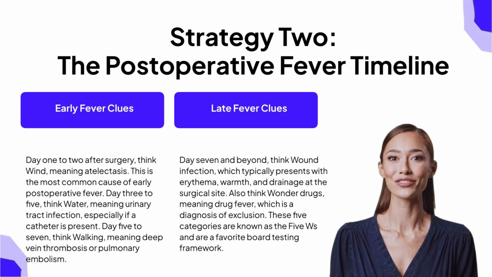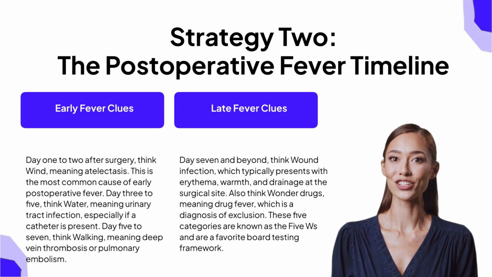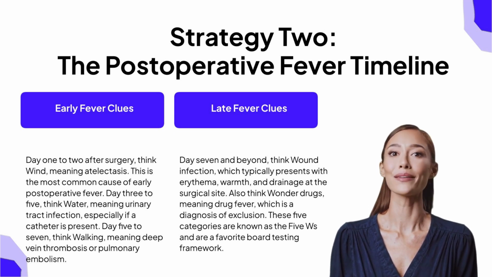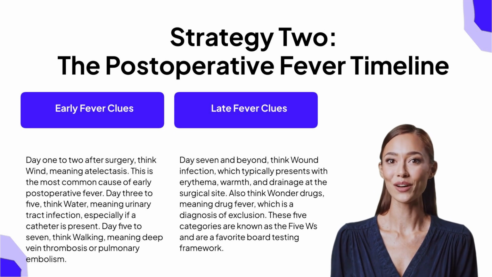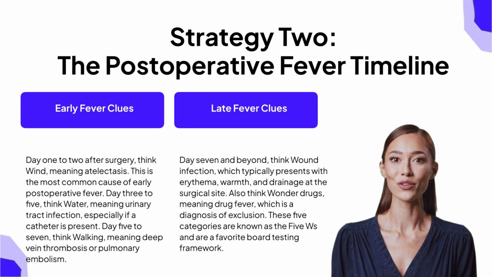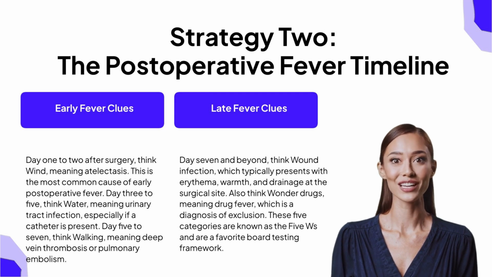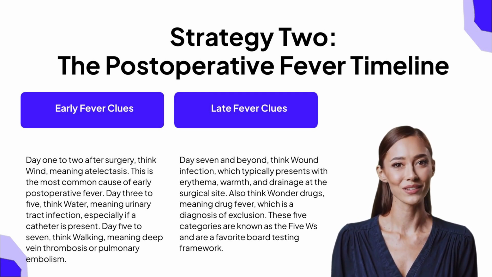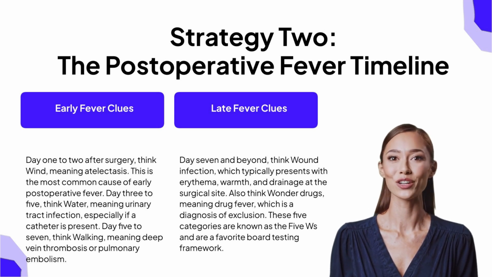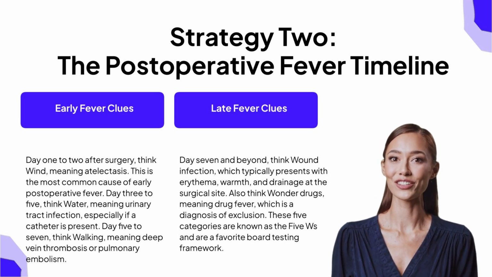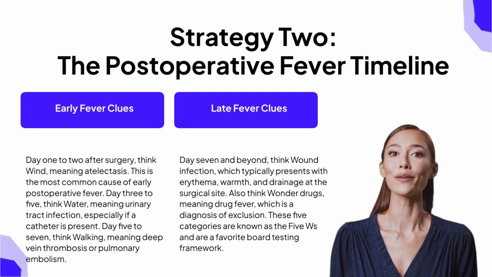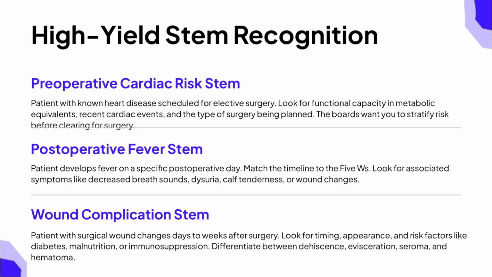On days 3 to 5, think water, meaning urinary tract infection, especially if a Foley catheter has been in place. On days 5 to 7, think walking, meaning deep vein thrombosis or pulmonary embolism. On day 7 and beyond, think wound infection with erythema, warmth, and drainage at the surgical site. And finally, think wonder drugs, meaning drug fever, which is a diagnosis of exclusion after you have ruled out the other causes. Review the surgery chapter on postoperative complications in your board review books for a deeper dive into this framework.